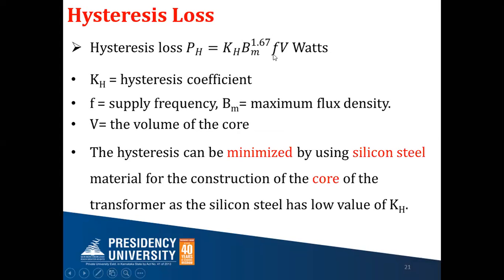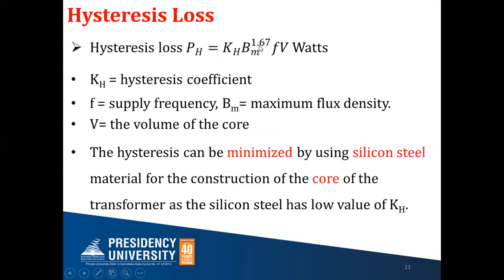I will not ask any problems on this, but just keep in mind this is the standard formula for hysteresis loss. Hysteresis loss is equal to KH. KH is a constant, we call it the hysteresis coefficient, and it is multiplied by Bm, where Bm is the maximum flux density, raised to 1.67.